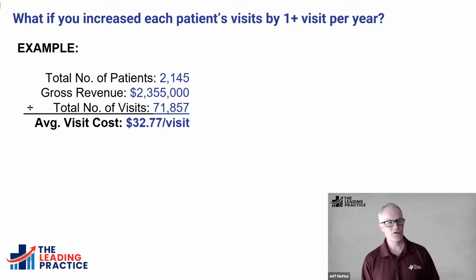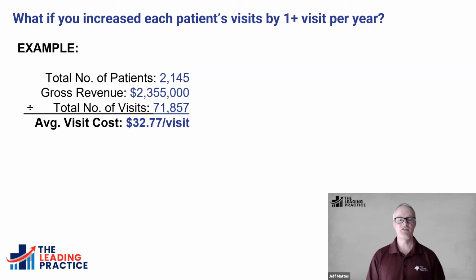So here's the question. What if we increased each patient's visit by just 1 visit each calendar year? So all of your patients, 1 visit. Let's say we have 2,145 patients. The gross revenue, this is from our example before, 2.3 million. You divide that by the total number of visits that were seen by those 2,100 patients, and we see that we have an average visit cost of $32.77.